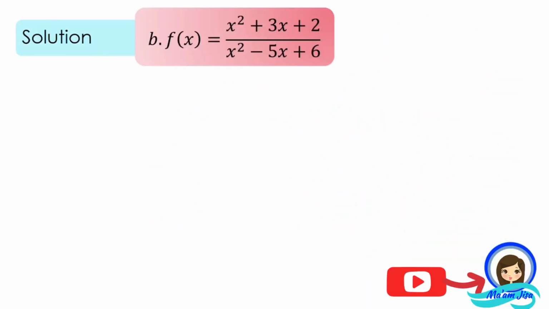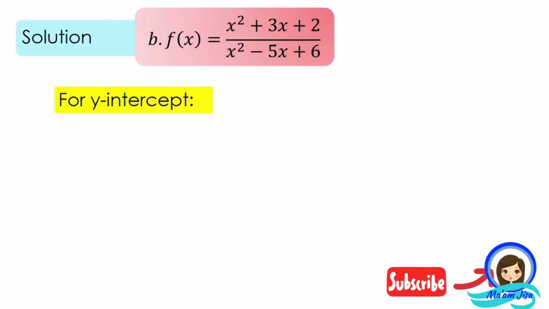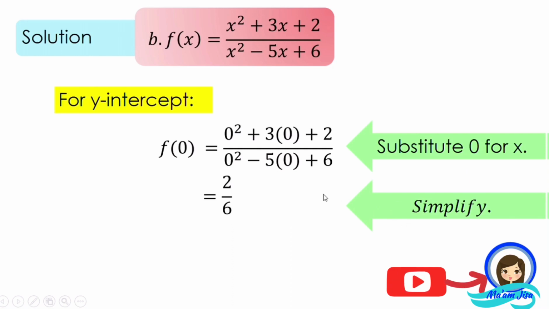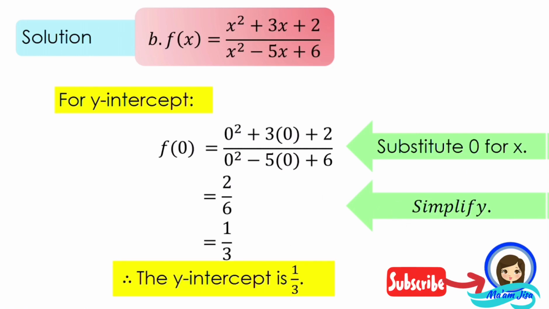Let's proceed to example B. We have the function f of x equals x squared plus 3x plus 2 over quantity x squared minus 5x plus 6. For y-intercept, again, we substitute 0 for x. Simplifying, we have 2 over 6 or 1/3. Therefore, the y-intercept is 1/3.